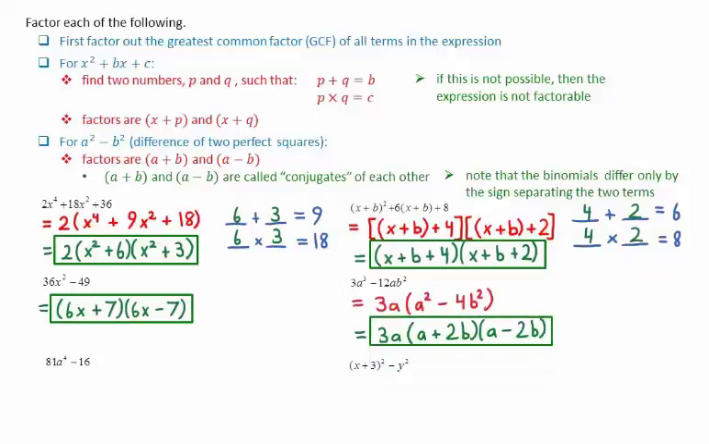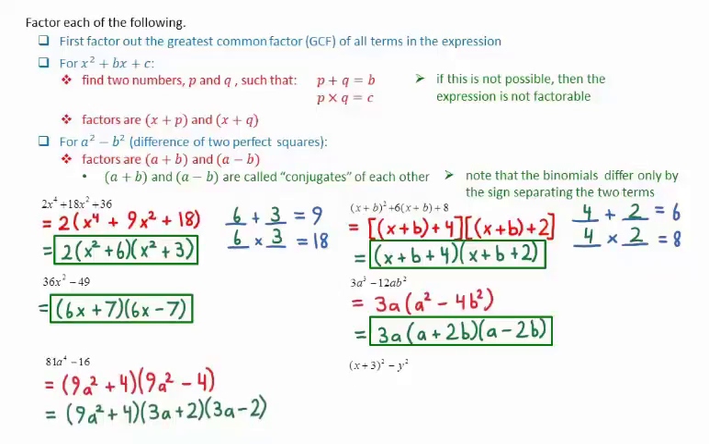For the next question, we have another difference of two perfect squares. In this case, the square root of 81a to the 4 is 9a squared, and the square root of 16 is 4. Notice at this point, however, that one of the factors can be further factored. 9a squared minus 4 is another difference of two perfect squares. The 9a squared plus 4 has to be left the same, but the 9a squared minus 4 can be rewritten as 3a plus 2 times 3a minus 2.